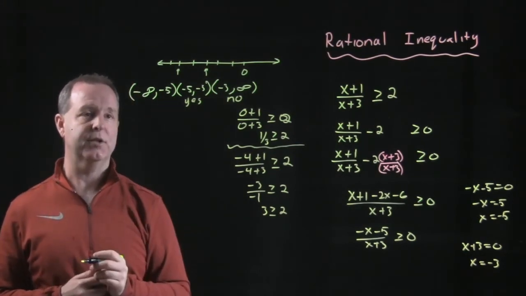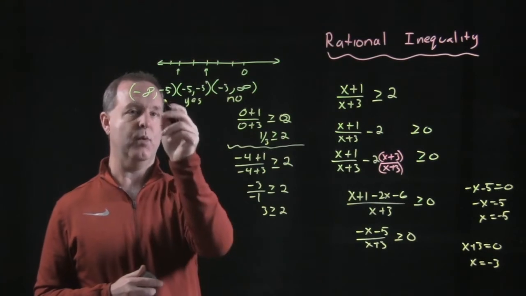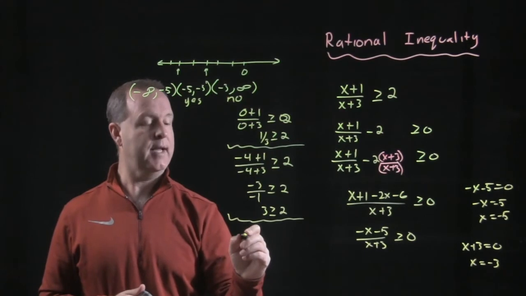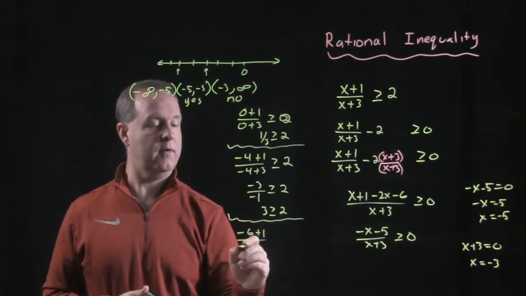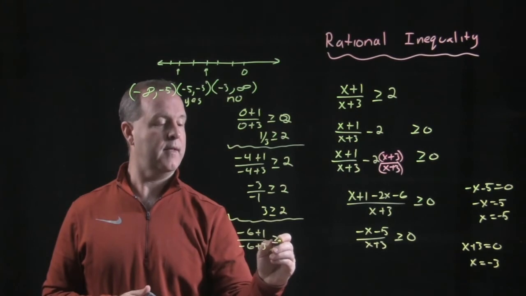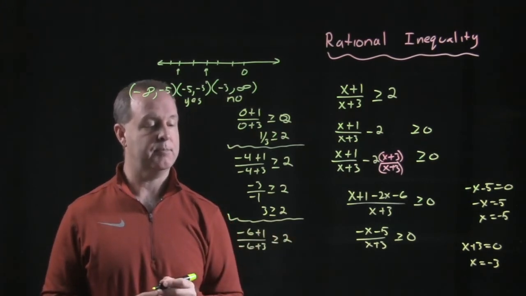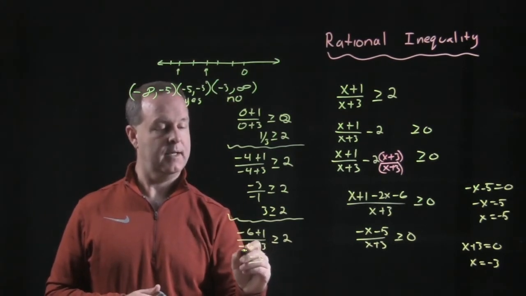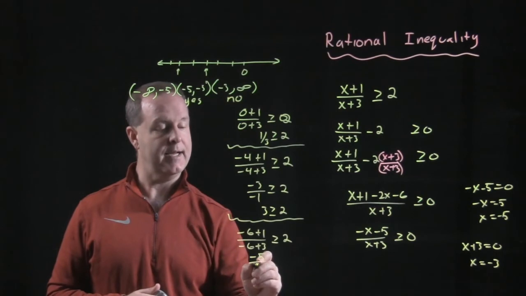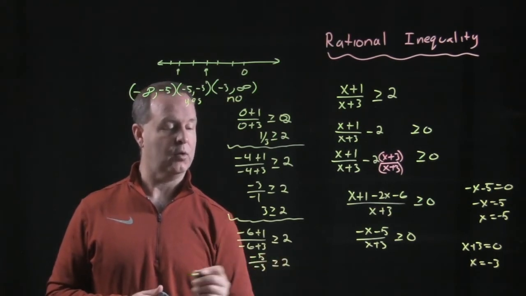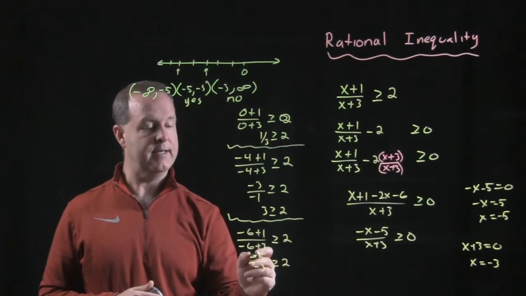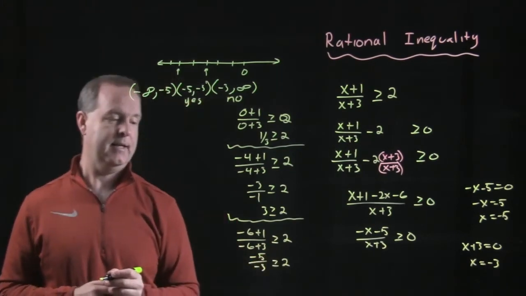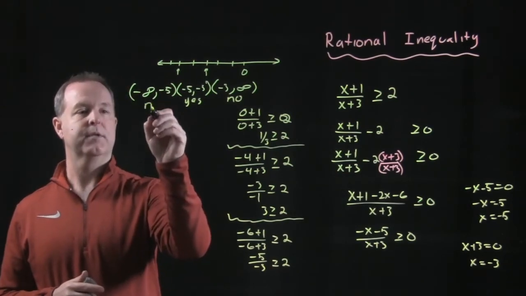And this last section, let's choose a test point. Let's choose a test point of negative 6. It's representative of all the test points. So negative 6 plus 1 over negative 6 plus 3 greater than or equal to 2. Negative 6 plus 1 is a negative 5. Negative 6 plus a 3 is a negative 3. Is that greater than or equal to 2? Negative 5 over negative 3, that's a positive 5/3. That's just a little bit less than 2. So this section produces a no.